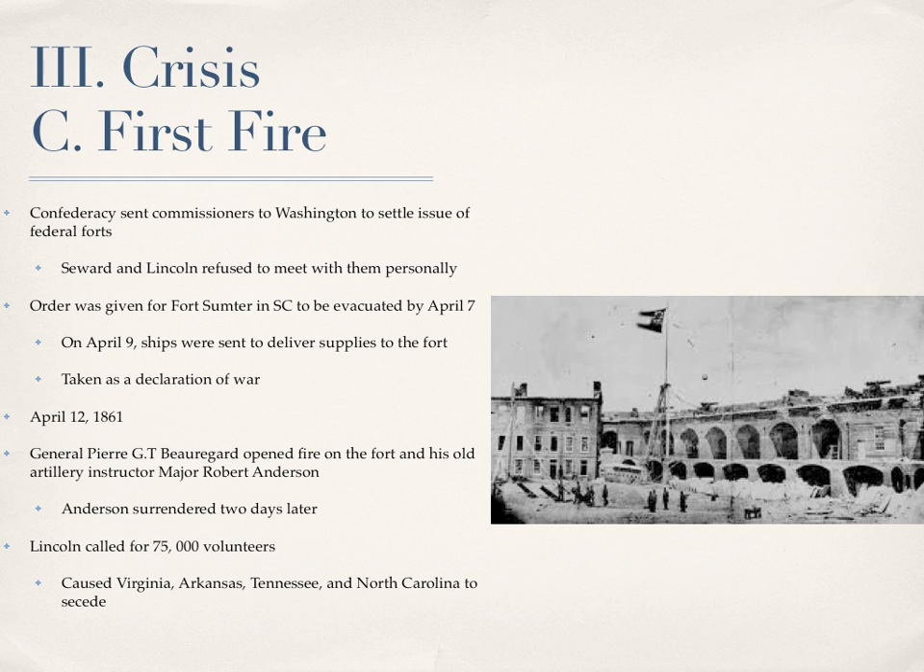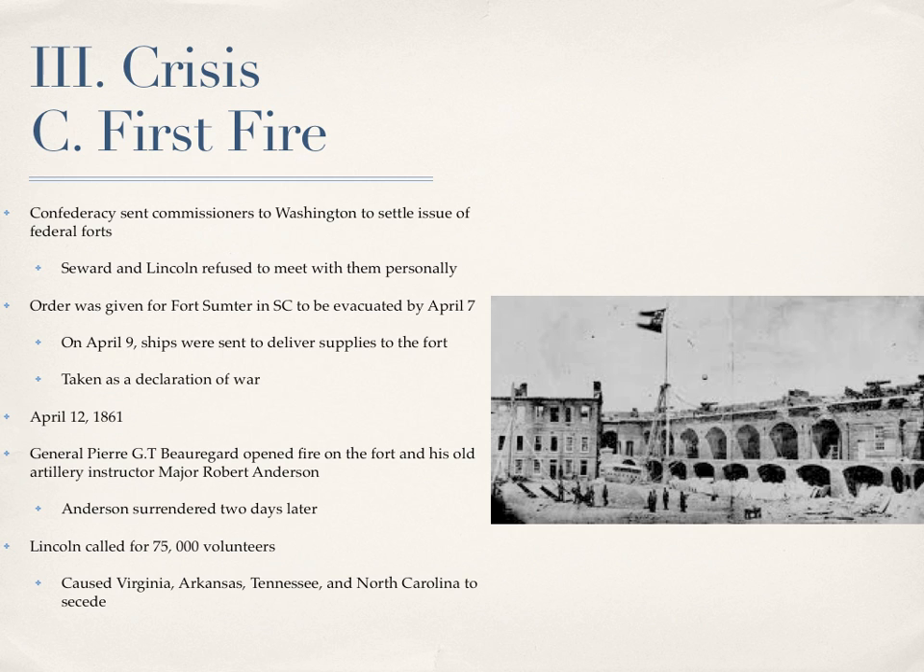An order is given by the federal government for Fort Sumter to be evacuated by April 7th, but the federal government ends up sending ships on April 9th to send supplies to the fort. So this is looked at as a declaration of war by the South. They look at this like, well, you're not going to follow along and evacuate the fort. Now you're going to be sending supplies or reinforcements to the fort, so we must defend ourselves.